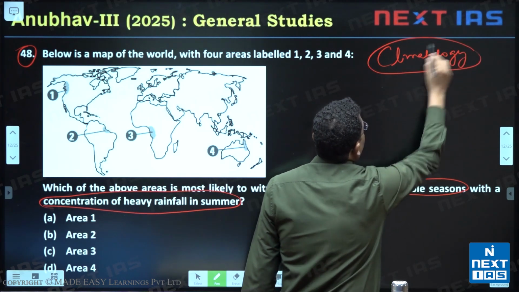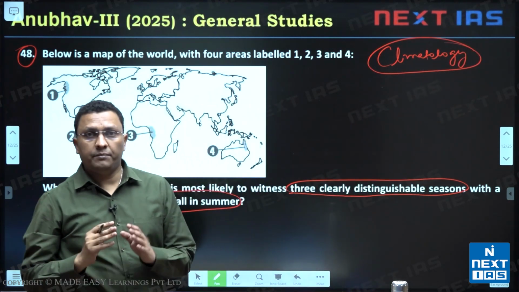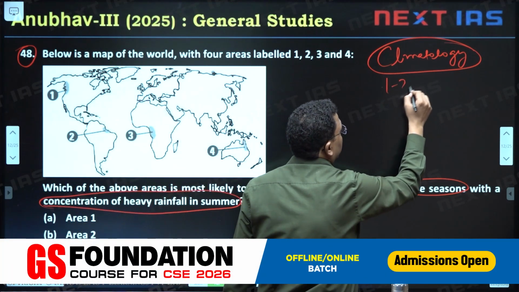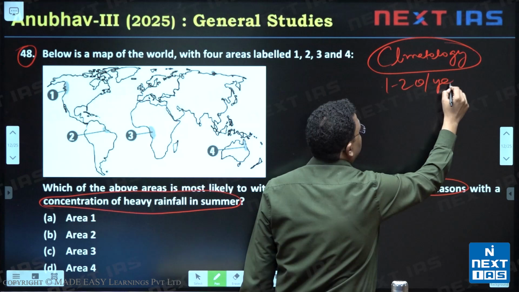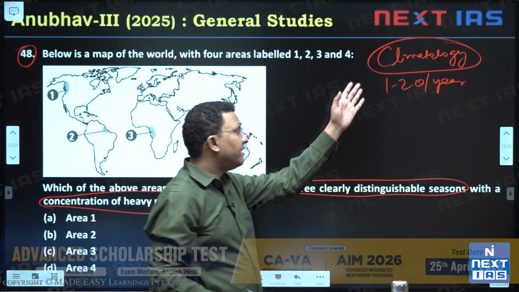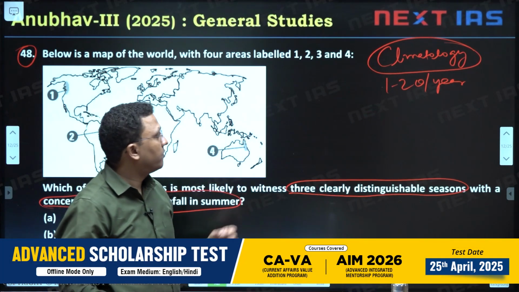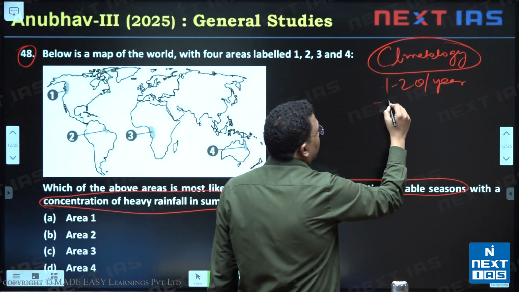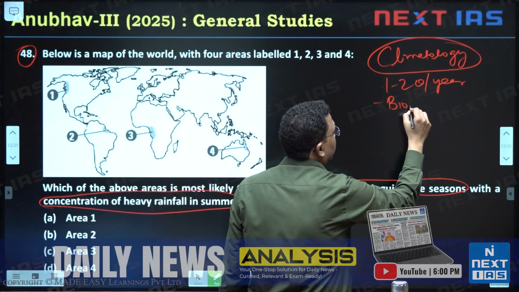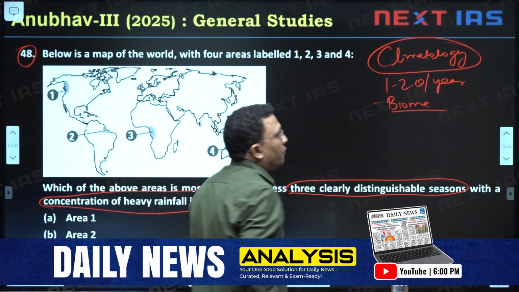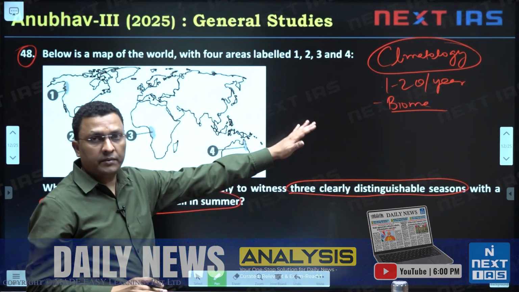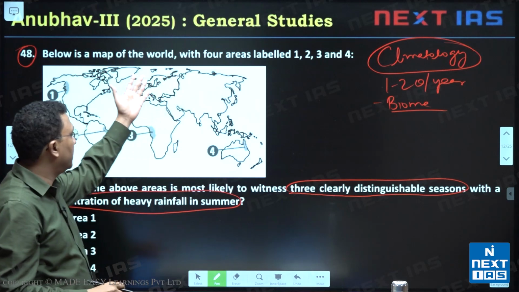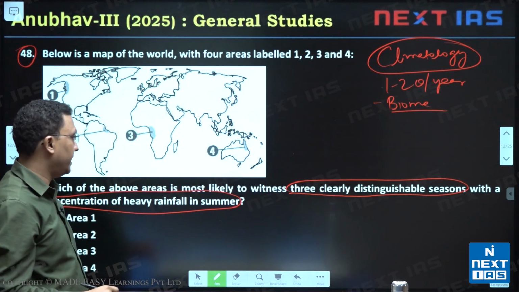Climatology. This is a very important topic from prelims exam point of view, right? You can expect 1 to 2 questions from this topic every year. And if you analyze the trend of previous year questions that have been asked from this topic, one area has been consistent, that is biome, right? One question is generally asked from this topic, biome, right? So that's why this question based on the concept of biome has been put in your test.